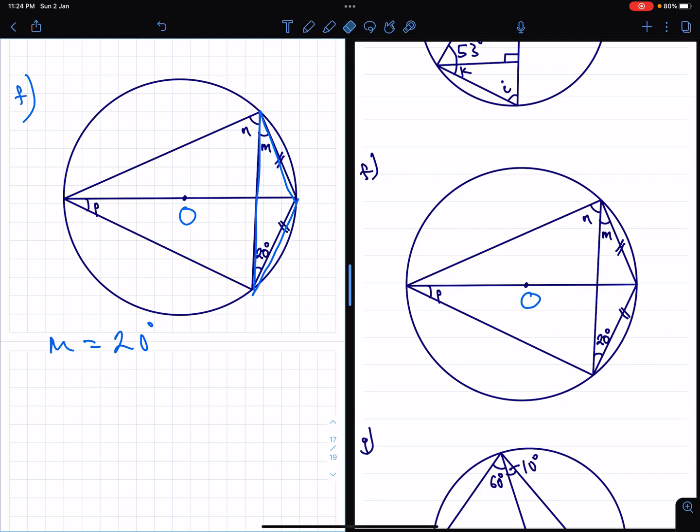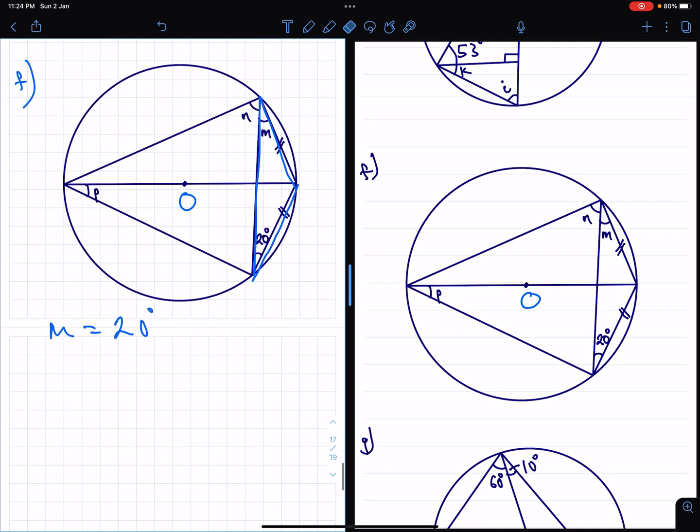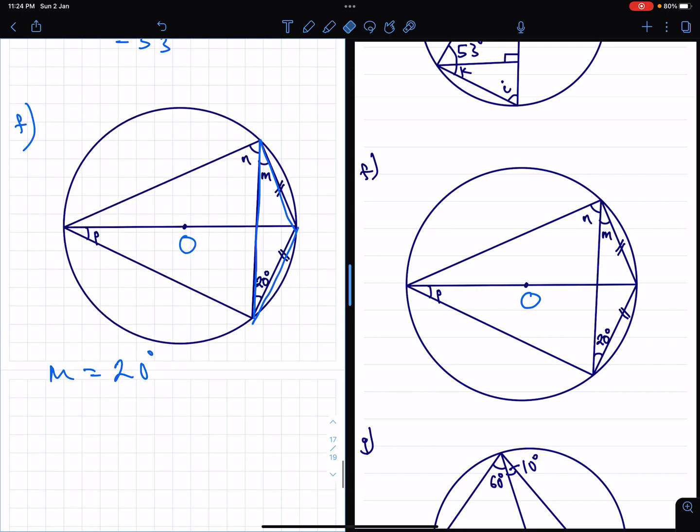Now let's go. What's next? What else can we find having known that? If I know this, let's see, what else can I do? I already know that to be M. What else can I do?